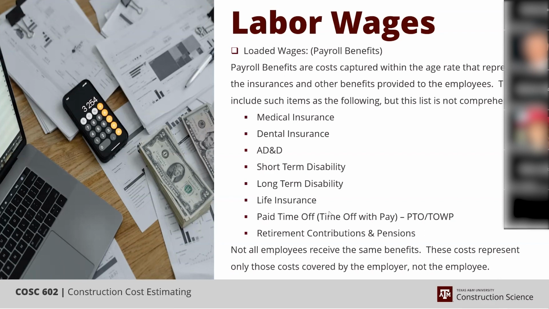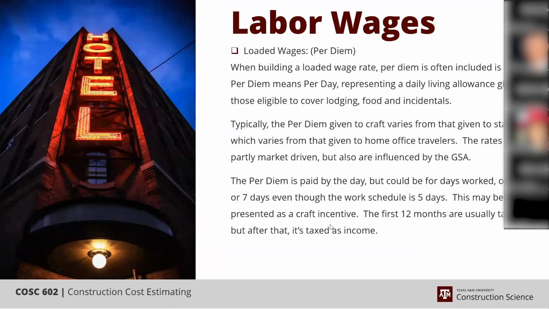83+% is not unusual anymore, which kind of blows my mind. Now, another item is per diem. I know we just hit time, but I want to try to see if we can finish because we're getting pretty close.